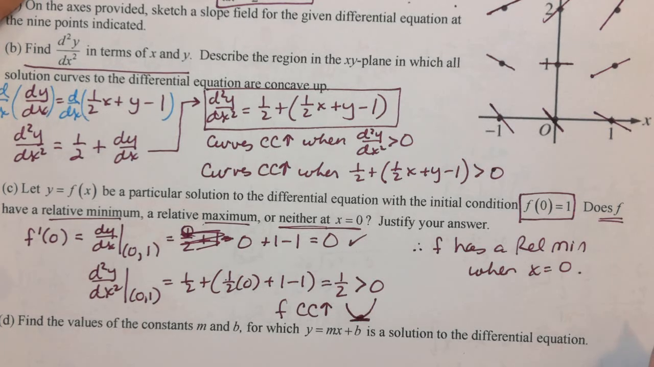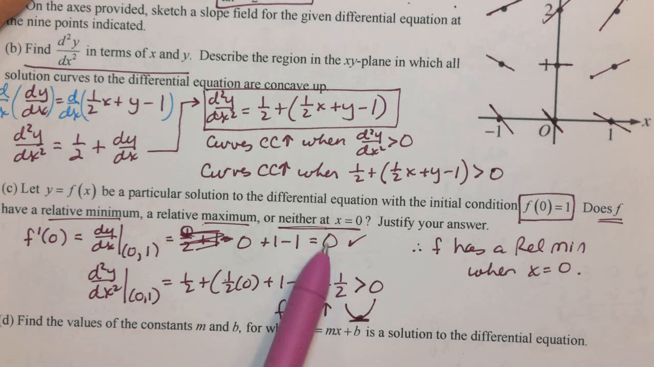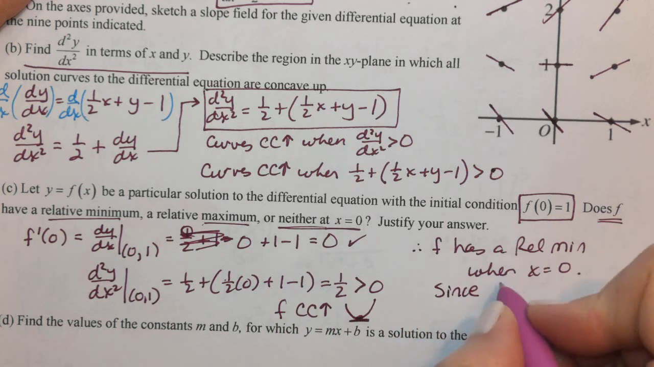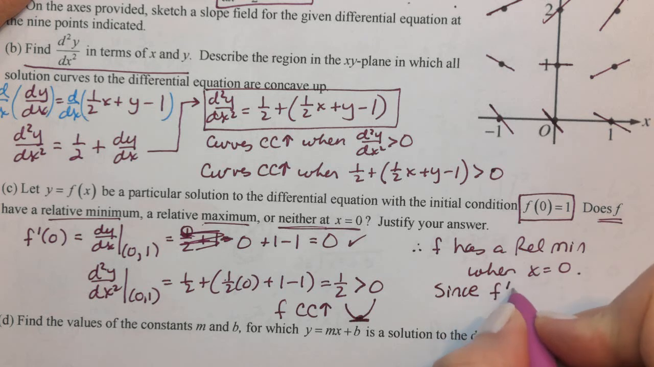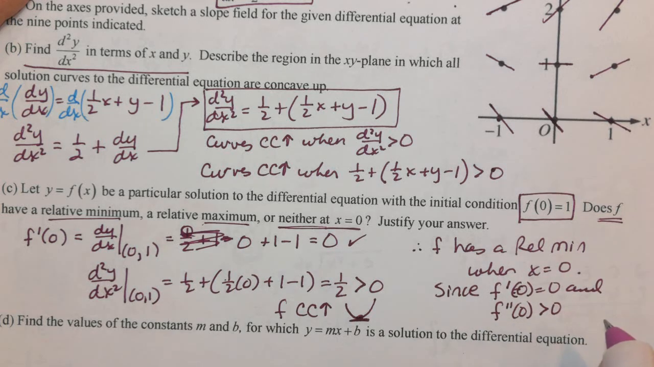Okay? It says to justify. The justification is right here. If you really want to, you can say since f prime of 0 equals 0 and f double prime at 0 is positive. Okay?